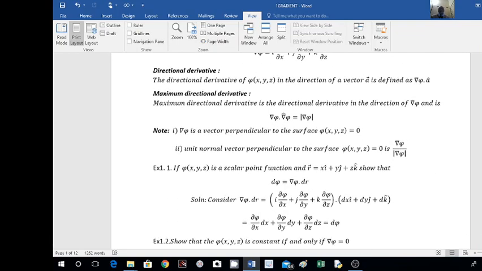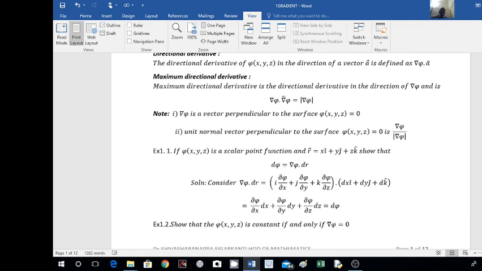Now we go for some examples to find the gradient of phi, del phi. First example: phi of x, y, z is a scalar point function and r is the vector xi plus yj plus zk. Then show that d phi is equal to del phi dot dr. I will consider the right hand side here. Del phi dot dr, by the definition of del phi, is i dou phi by dou x plus j dou phi by dou y plus k dou phi by dou z, dot dr, meaning the differentiation of r, which is nothing but dx i plus dy j plus dz k.